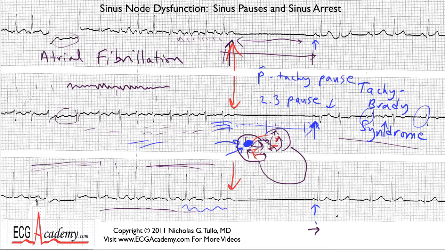Because after all, what I'm trying to do here is teach you to recognize abnormalities that you will see over and over again. So here, evidence of tachycardia-bradycardia syndrome with post-tachycardia pause here of 2.3 seconds. You need to be able to recognize that if you want to make the right electrocardiographic diagnosis. Now, in the next video, we're going to talk about a very special type of pause due to a physiologic abnormality in the conduction of the sinus impulse to the atrium, and that's known as sinoatrial exit block.